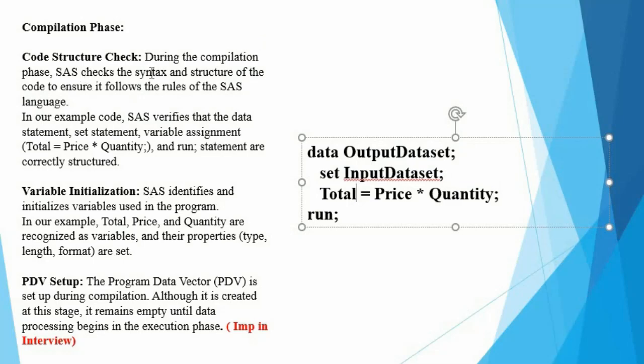During the compilation phase, SAS checks the syntax and structure of the code to ensure it follows the rules of the SAS program. As we know, there is no syntax error because everything is properly framed as per the SAS language. SAS verifies the data statement, set statement, variable assignment, and run statement are correctly structured. Yes, it is correctly structured. Now jump to the second part, variable initialization. SAS identifies and initializes variables used in the program. In our example, total, price and quantity are recognized as variables and their properties, type, length and format are set. Total, price and quantity are my variables.